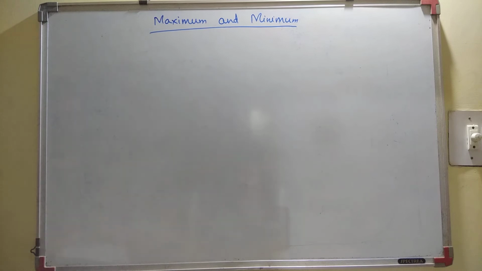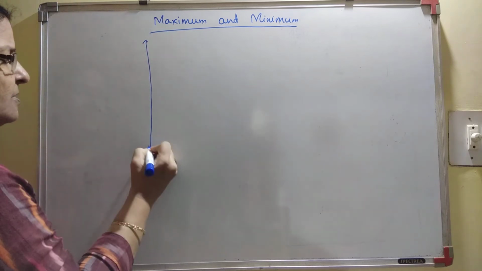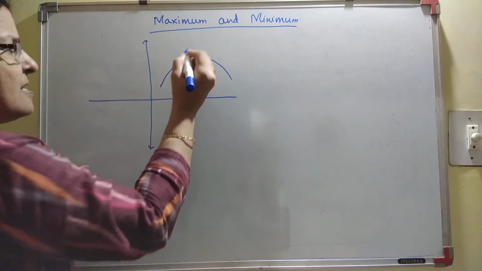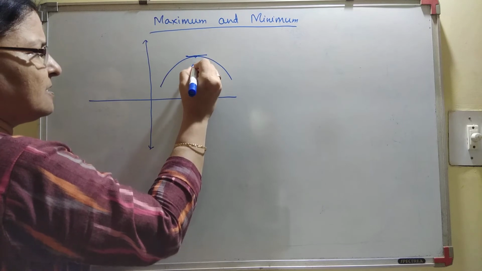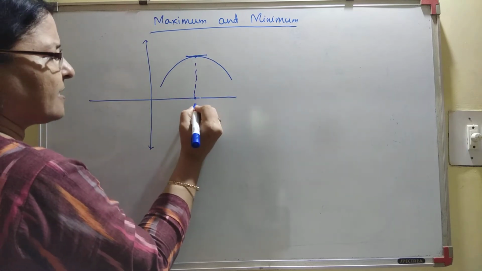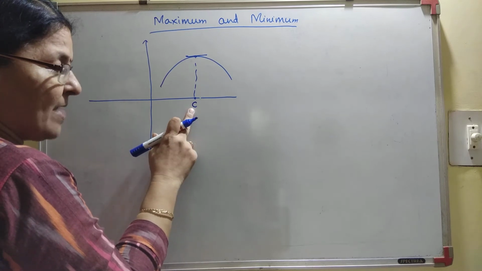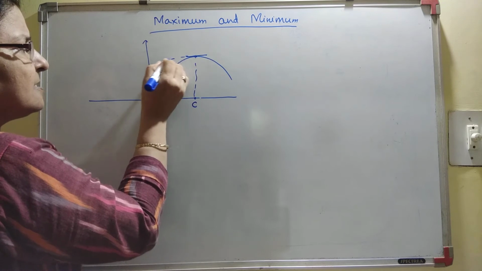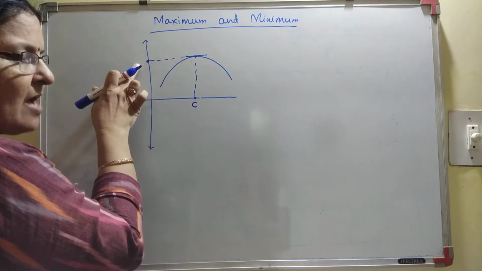Now what do you mean by maxima and minima values? First of all, we'll be doing values. Suppose a graph is like this and this is a point which is maximum. This is a point C on the x-axis, which is called the point of maxima, and this is called the maximum value. Okay, so we have to think this.